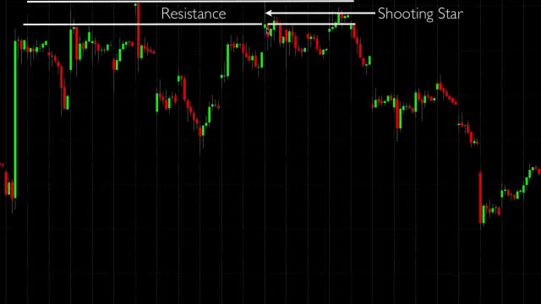Notice how the shooting star is green. So in theory it's not a perfect candlestick, but you can wait forever to find a perfect candlestick that also has the right conditions met.